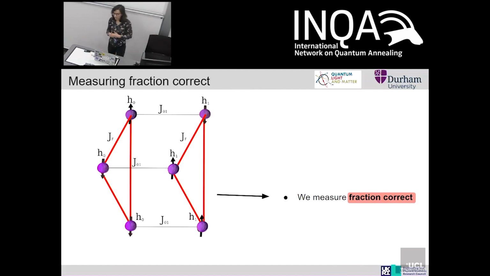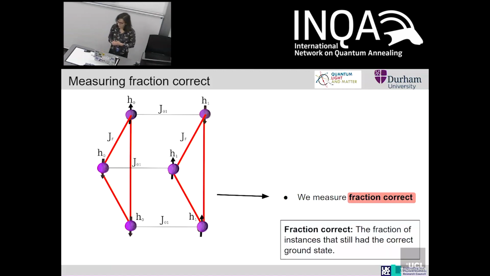Once we have subjected our Ising model copies to a lack of resolution, we then measure something we define as fraction correct. That is, once subjected to a lack of precision, the fraction of times we still find the correct ground state of our Ising model.